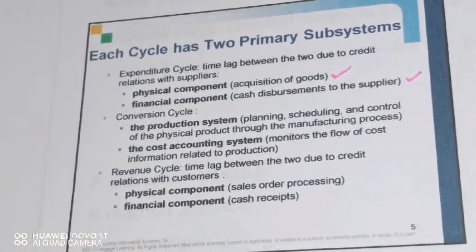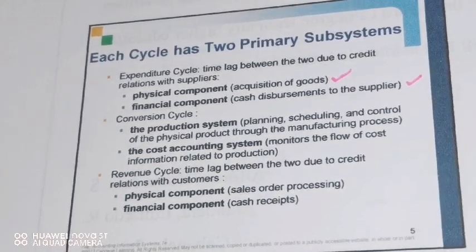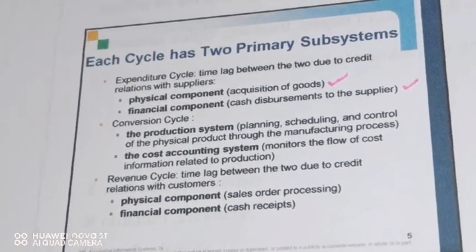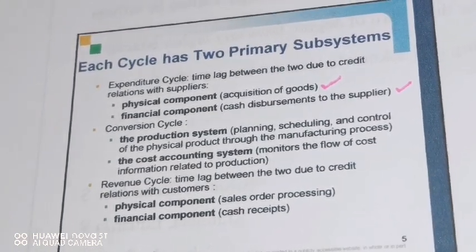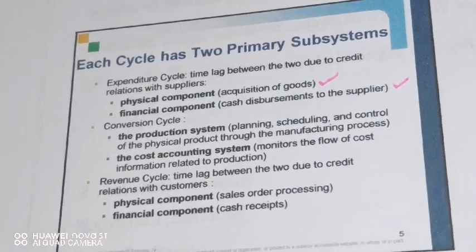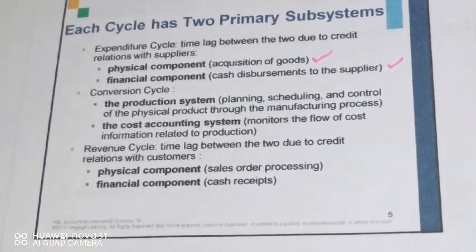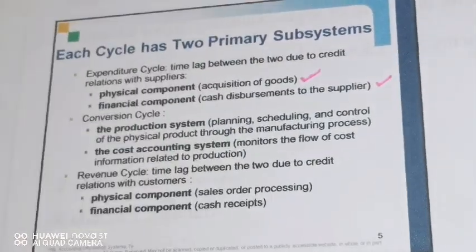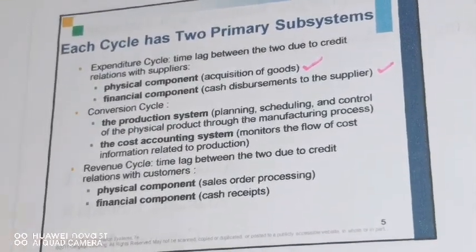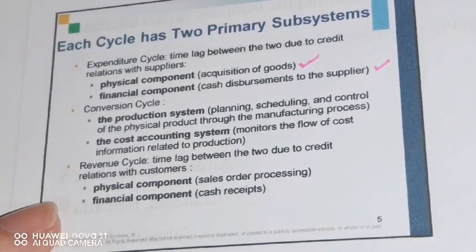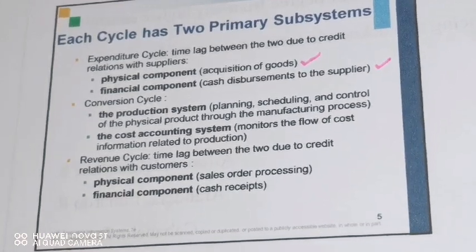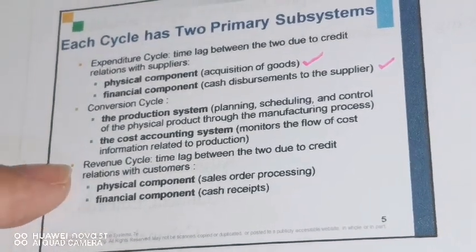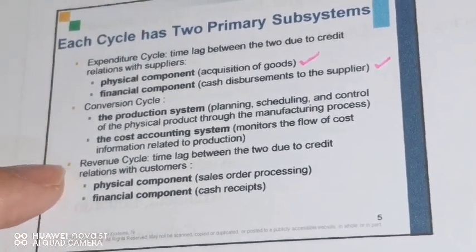Pag cost accounting system naman, ito naman yung parang financial component, kasi nga nandito yung flow of cost information related to products. Kasi 'di ba, once you manufacture the product, the next thing to do is to know the cost incurred for each product so that you will know how much mo ibebenta yung product na yon. Kasi syempre, if you don't know the cost, wala kang pagbabasihan. You will not know if kikita ka ba doon sa magiging sale mo. So, mahalaga yung monitoring ng flow of cost.